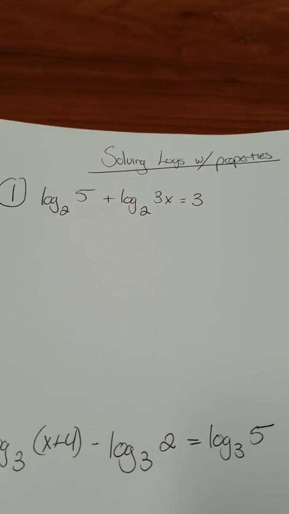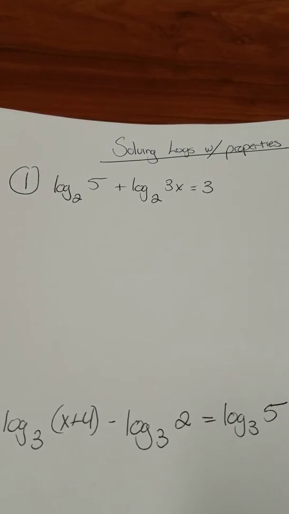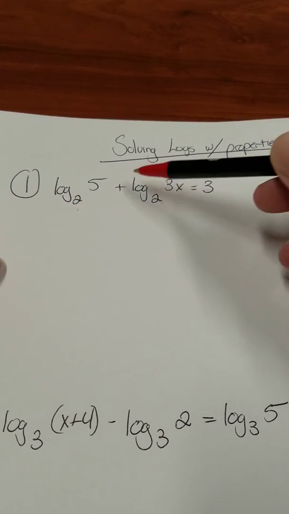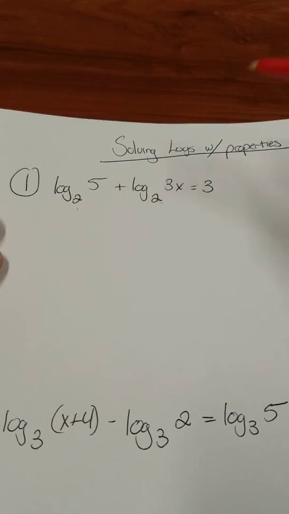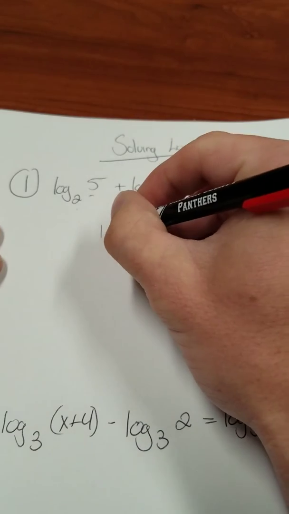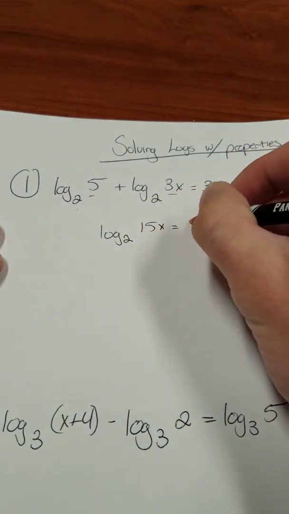All right, solving logs using properties. We're going to use the properties that we just learned about condensing logarithms to help us solve them now. So when we're looking at this, you see two logs with the same base and they're being added. So anytime we have two logs with the same base and we're adding, then that means we can multiply. So we can multiply the 5 and the 3x. So we get log base 2 of 15x equals 3.